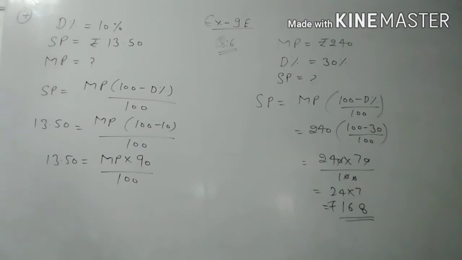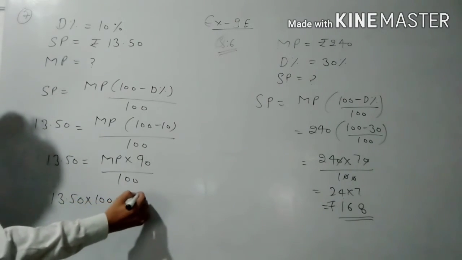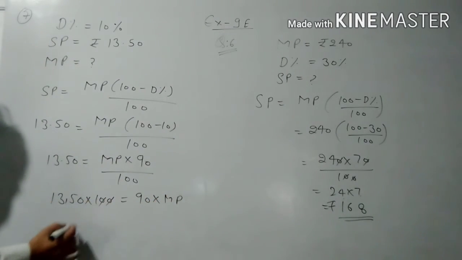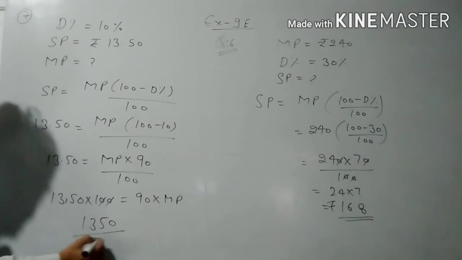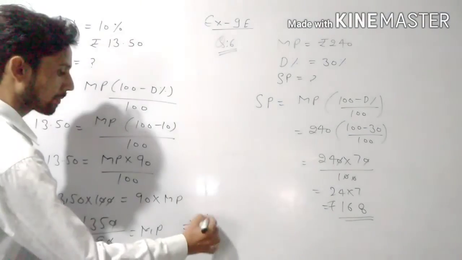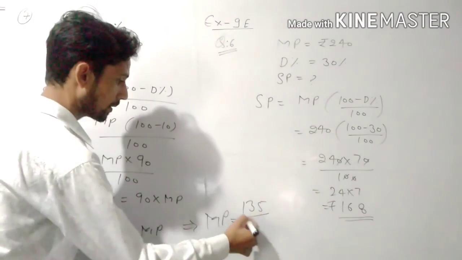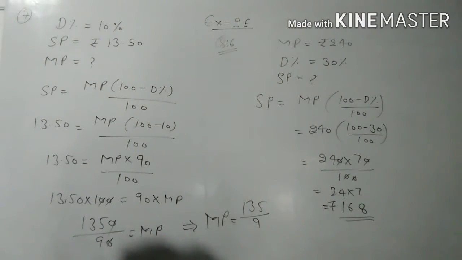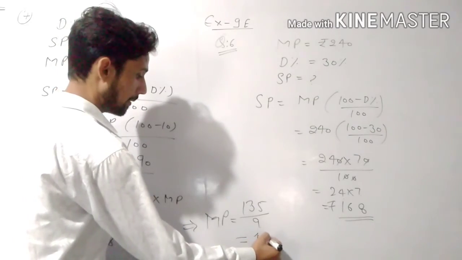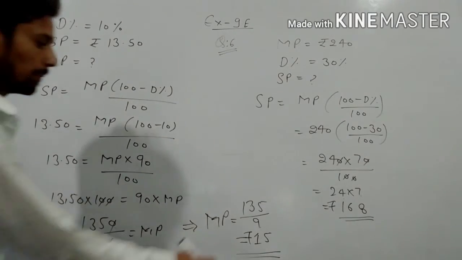Now cross multiply. 20 cancel with decimal. 1350 upon 90. Market price is 135 upon 9. 9 1s are 9 and 9 5s are 45. So market price is 15 rupees.